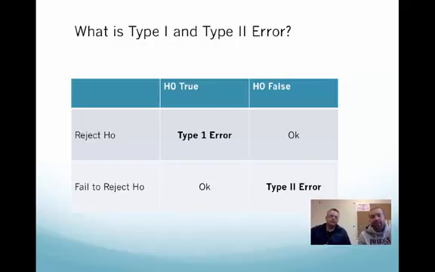So, we gave you this nice little Punnett square. Okay, so we'll talk about a type 1 error. On the top, these are what's actually true.